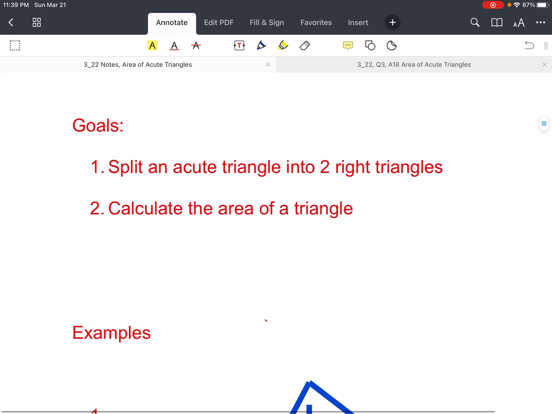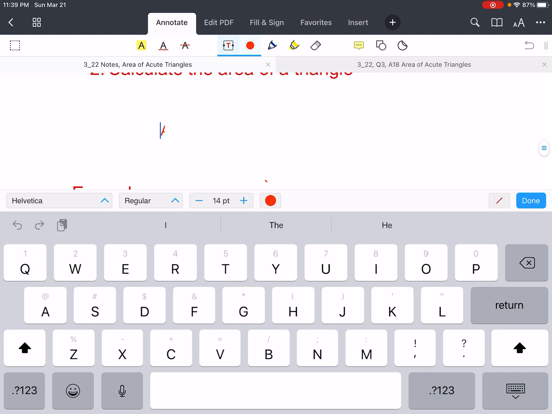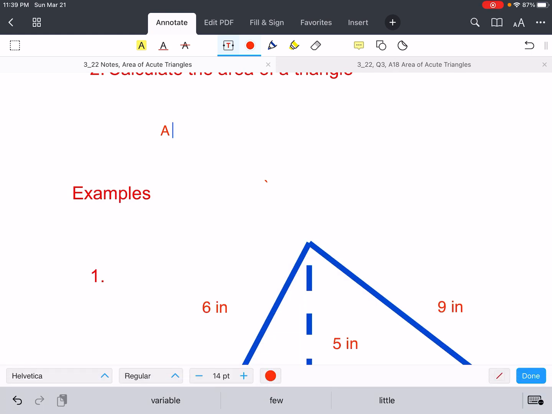So, I'm going to start with the area formula. Area equals base times height, and then divided by 2, because it is half of a rectangle.